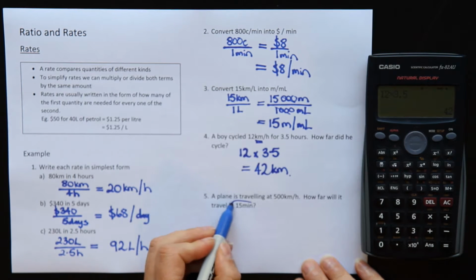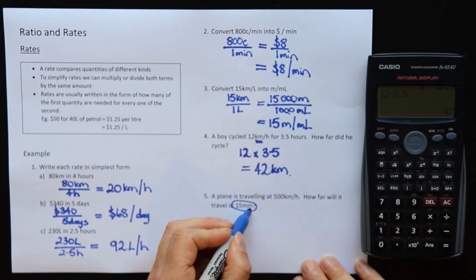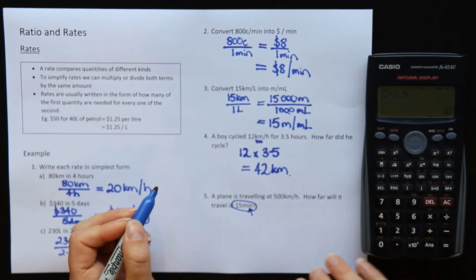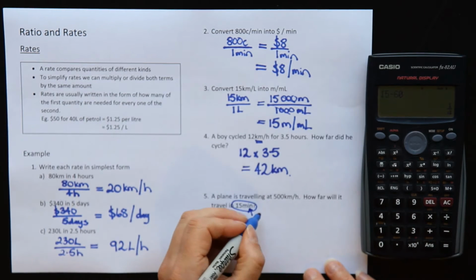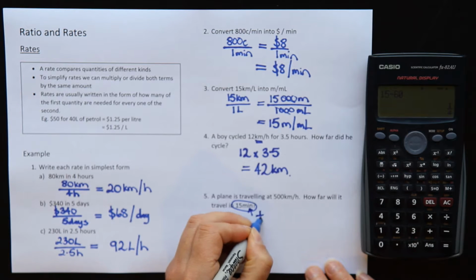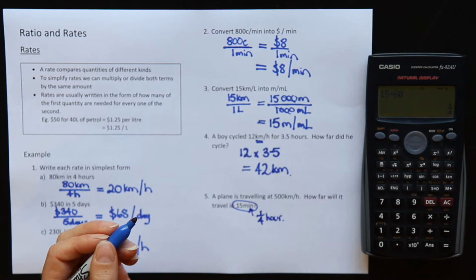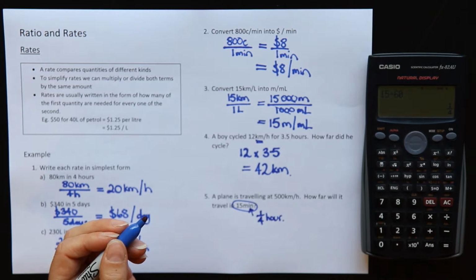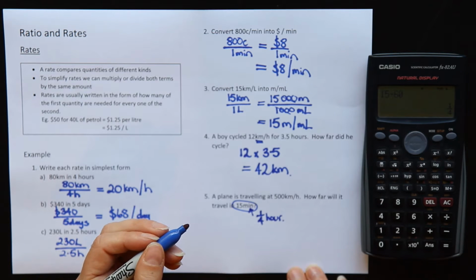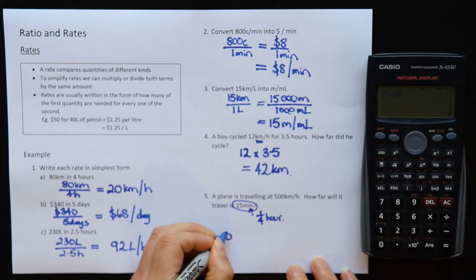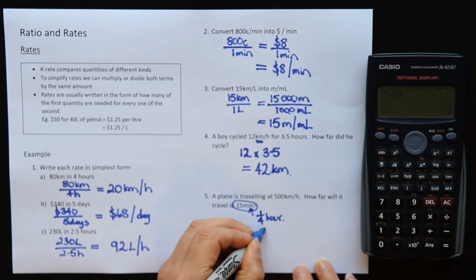So let's change our 15 minutes to be in hours. Now hours, as you know, have 60 minutes, so I need to divide that by 60. And that tells me, as you already know, that is a quarter of an hour. A plane is travelling 500 kilometers per hour. How far will it travel in a quarter of an hour? Okay, so now I will times 500 because we do that every hour, but we're only doing it for a quarter of an hour.